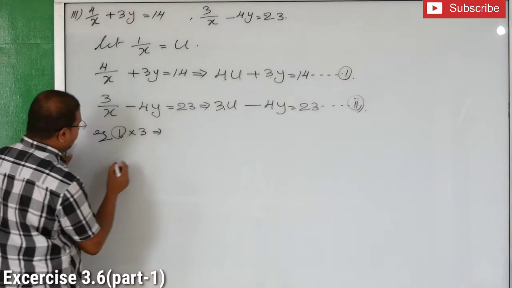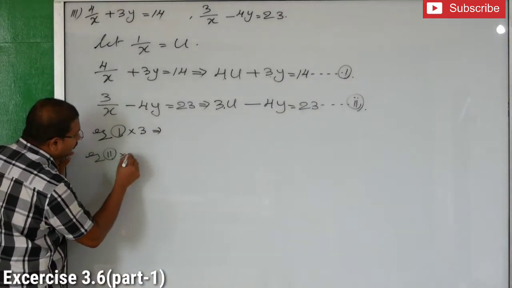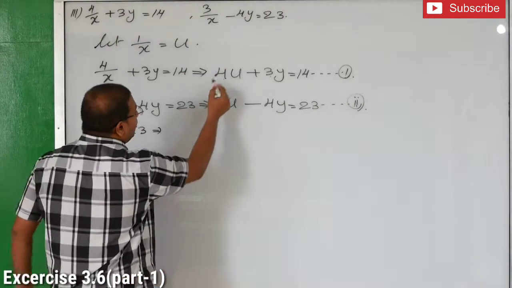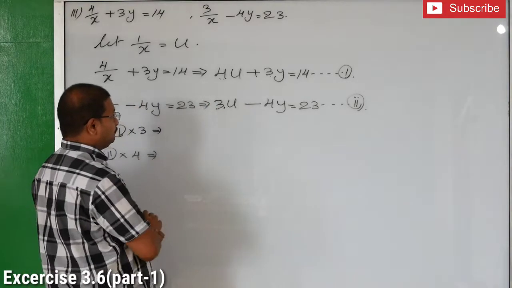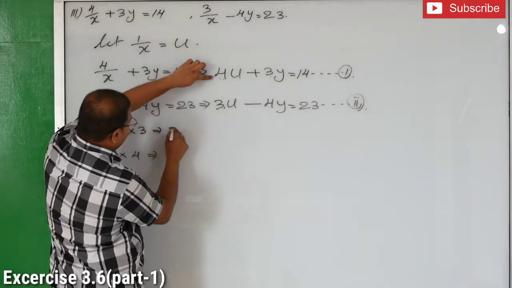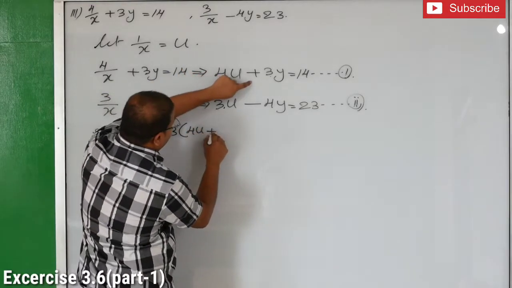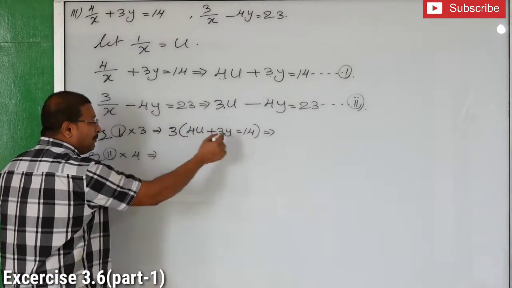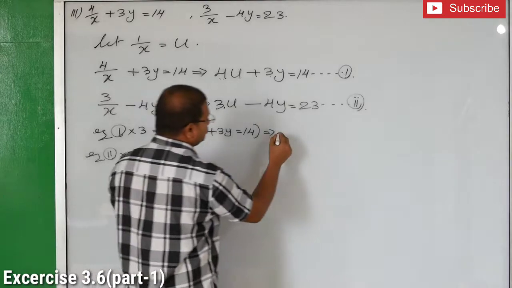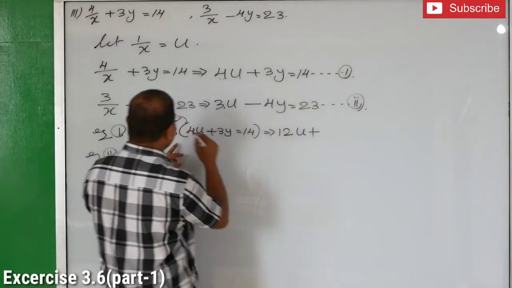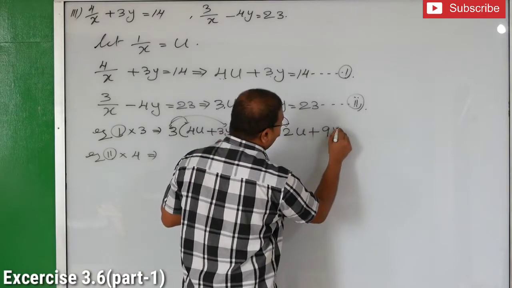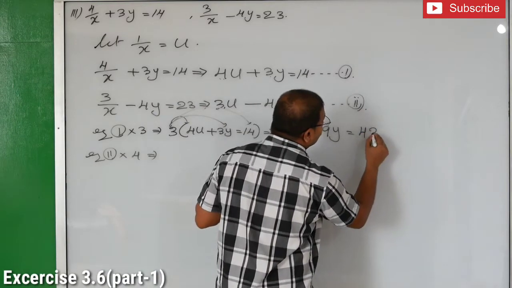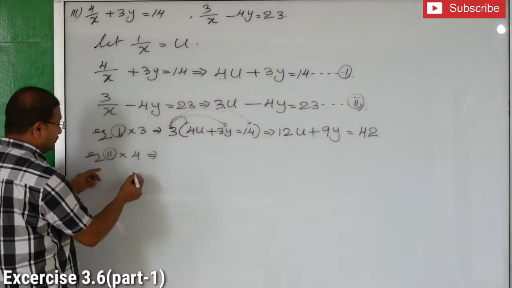And here what will you do? Equation 2 into 4 we will multiply. Here we will multiply 3 and here we will multiply 4. 3 into 4 is 12. 4 into 3 is 12. Ready? That means what will happen here? 3 bracket 4u plus 3y equals 14 implies, in all places we are multiplying with 3. That means 3 into 4, 12u plus, now 3 into 3, 9y equals 3 into 14, that is 42.